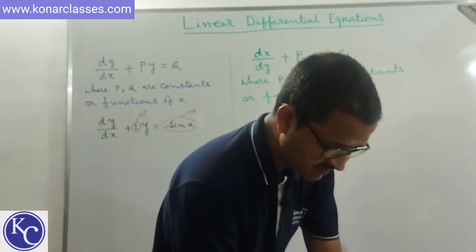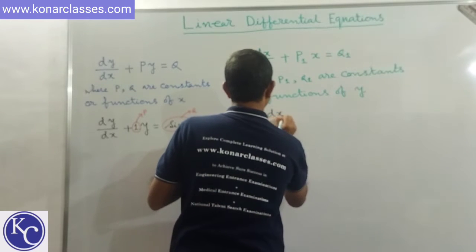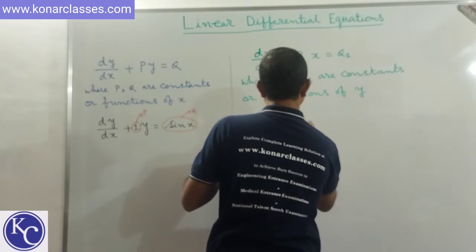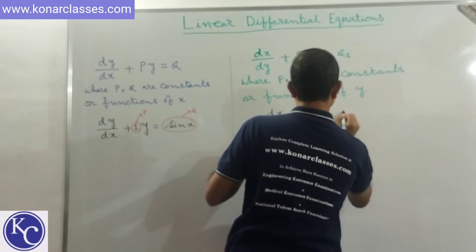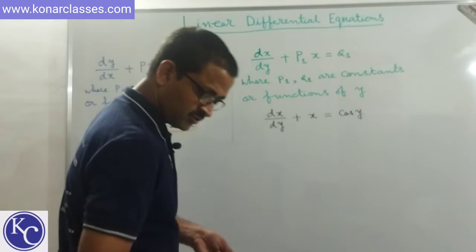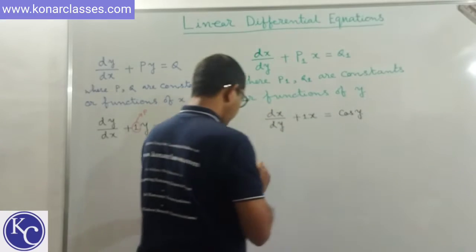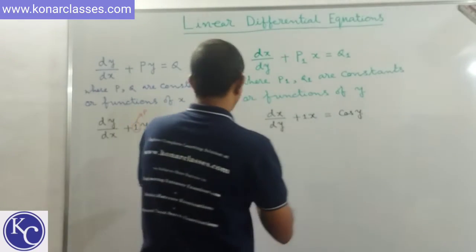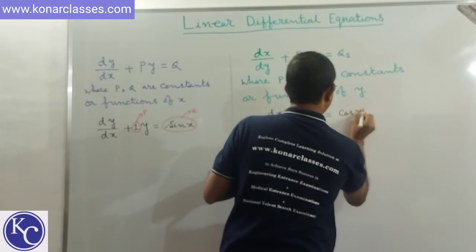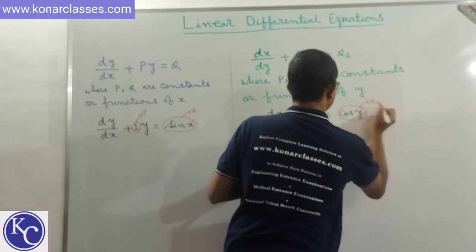Suppose we take an example something like this, dx/dy plus x is equal to cos y. Now if you look at it, nothing is there as the coefficient of x, that means we can assume it 1, and this 1 is as if p1, that is a constant. And this cos y is a function of y as if it is q1.